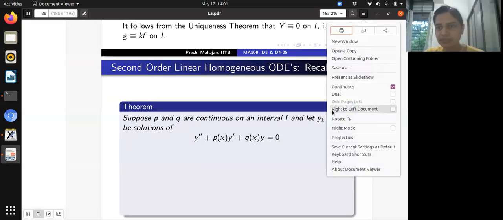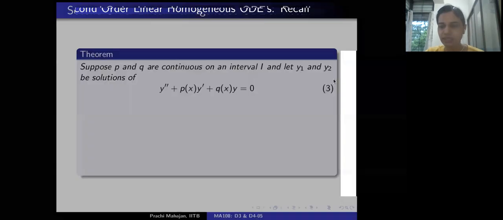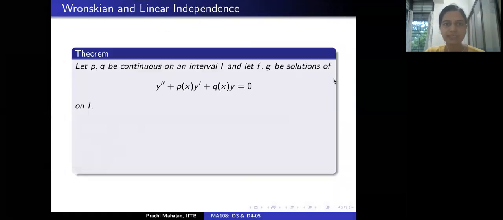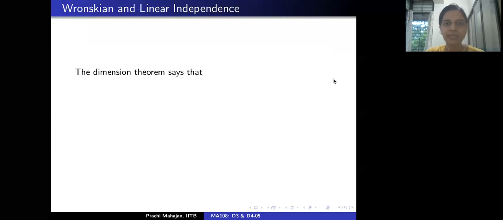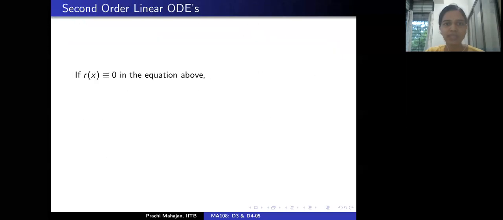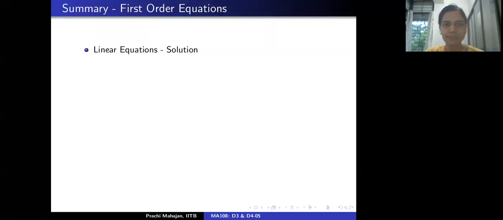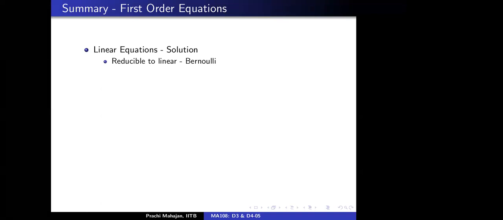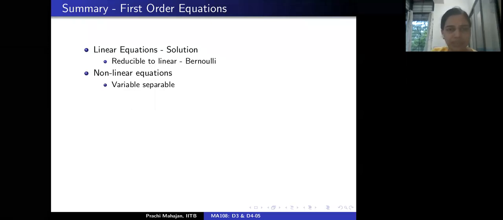So we discussed first order equations so far, correct? Is that okay? Yes. So let's just quickly recall what all we did. We started out with linear equations and the attempt was to solve them, and we then considered Bernoulli equations, which were reducible to linear equations by certain substitution. Then we also looked at non-linear first order equations.